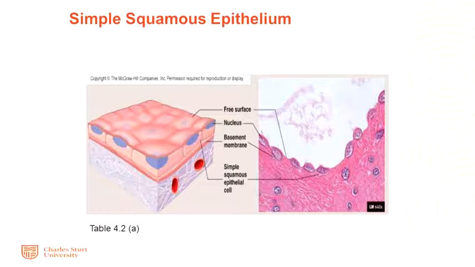So you might find these in the lung alveoli, which is involved in the diffusion of gases. So oxygen needs to move through into the blood, and carbon dioxide needs to move out of the blood vessel and into the alveoli, and then be exhaled into the air.